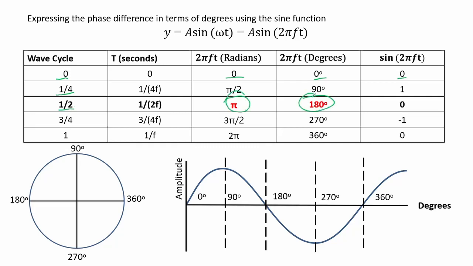The figure below relates the degree positions with the sine function. So we see that it is at a maximum at positions 90 and 270 degrees, and at a minimum at 0, 180, and 360 degrees.